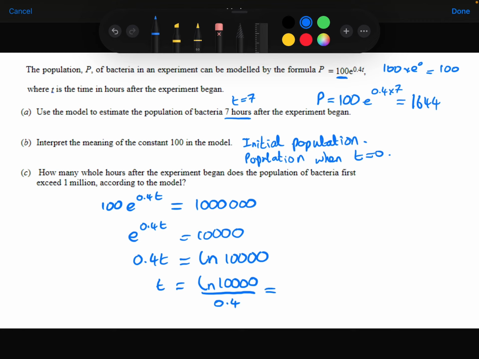On my calculator then, we get 23.0258, and so on. So that's saying just after 23 hours, the population would equal 1 million. So how many whole hours will it be when it exceeds 1 million? Well, it's going to be above 23 whole hours, so 24 hours.